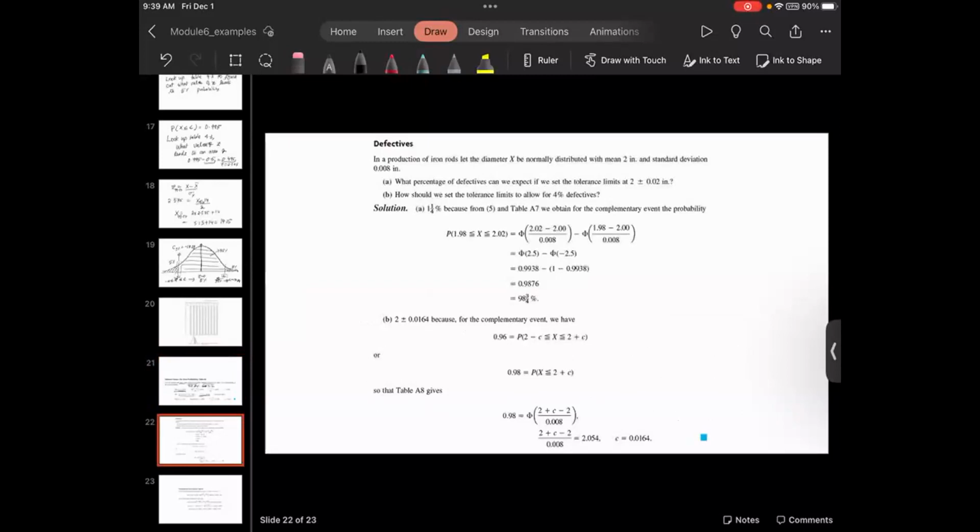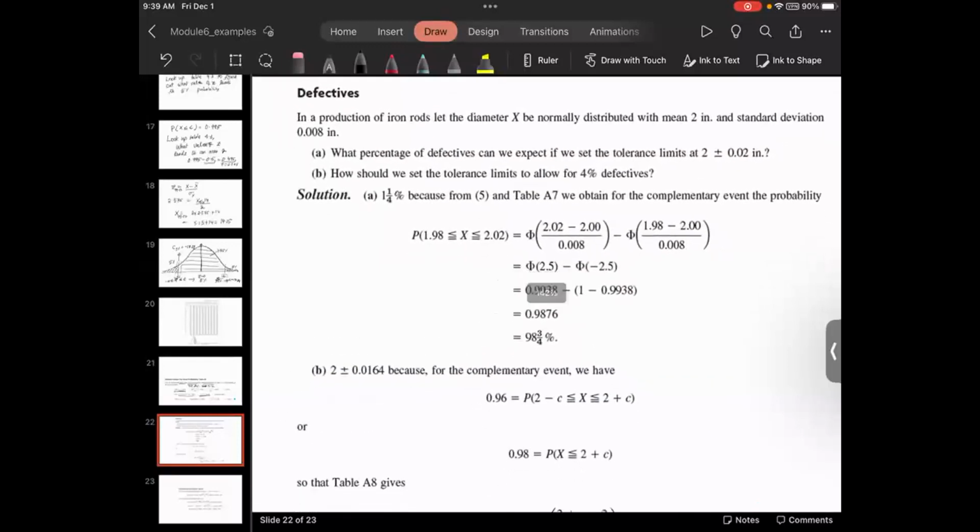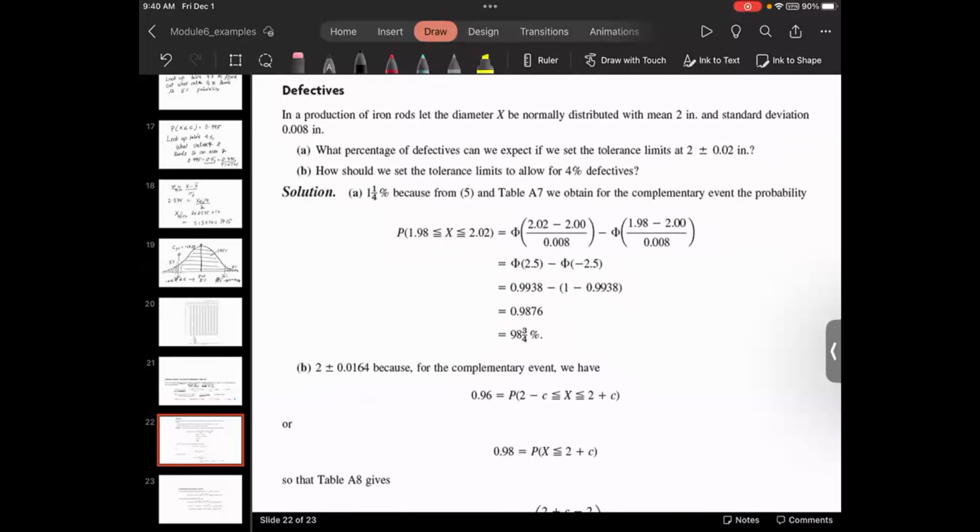All right, this one I want to try now. In a production of iron rods, let the diameter x be normally distributed with a mean of 2 inches and standard deviation of 0.008 inches. What percentage of defectives can we expect if we set the tolerance limits at 0.02 inches? That is, anything larger than 2.02 or anything smaller than 1.98 is considered defective.